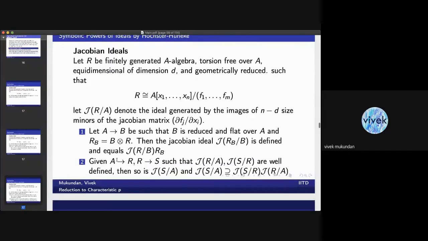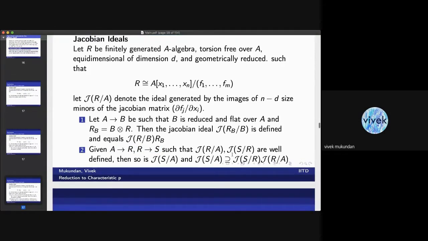If you have two maps, a map from A to R and a map from R to S, and the Jacobian of R over A is defined and the Jacobian of S over R is defined, then the Jacobian of S over A can also be defined. Further, the Jacobian of S over A contains the Jacobian of S over R times the Jacobian of R over A.